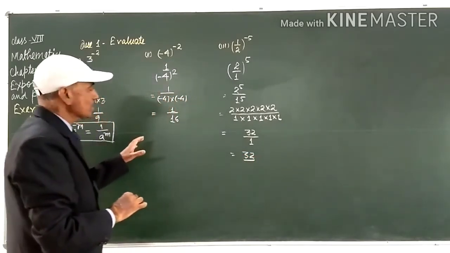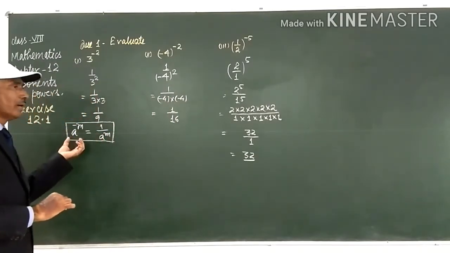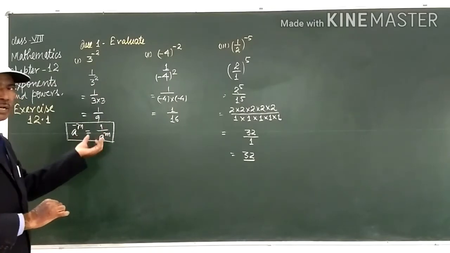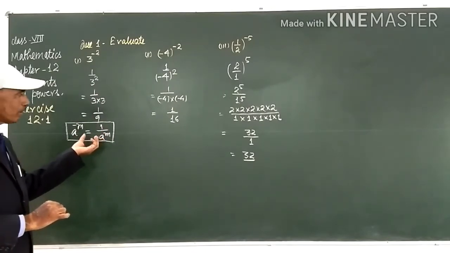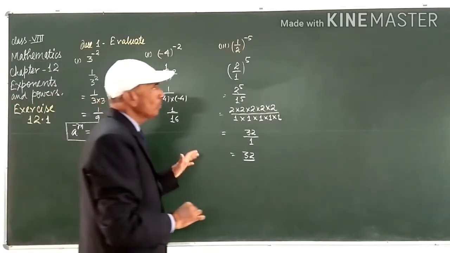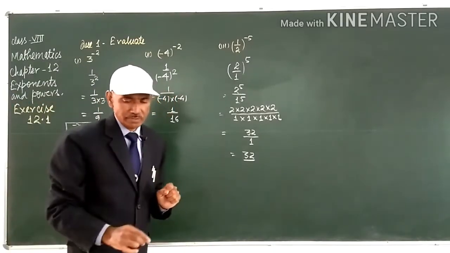In these questions we have used the formula, that is a to the power minus m is equal to 1 upon a to the power plus m. Clear, students? Now we will solve the second question.